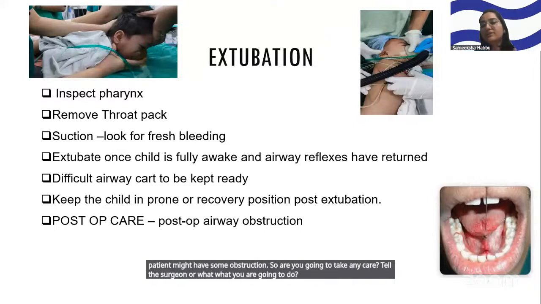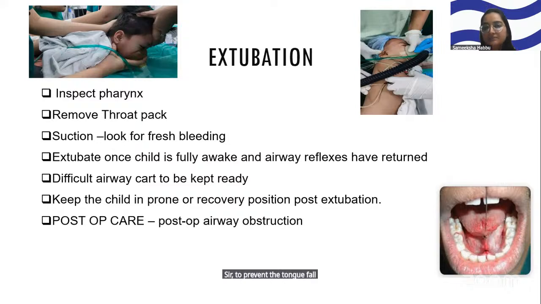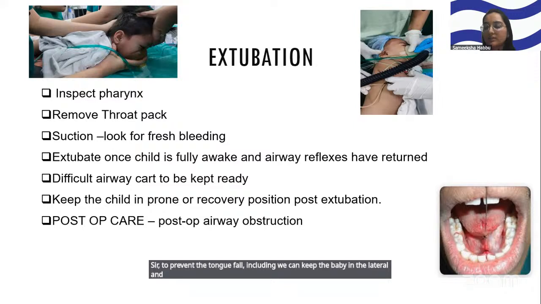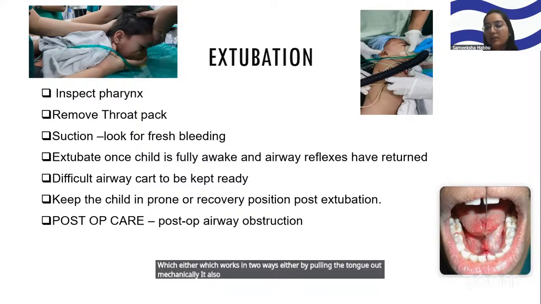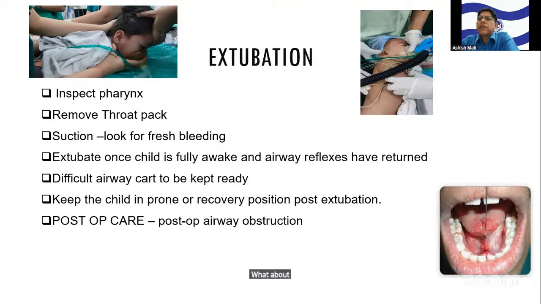Sir, to prevent the tongue fall, we can keep the baby in the lateral and prone position. We can also ask the surgeon to take a tongue stitch loosely, which works in two ways: either by pulling the tongue out mechanically, it also helps as a stimulant to respiration, so the baby will not go into post-operative apnea. What about the airways?